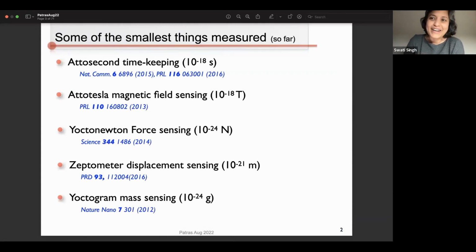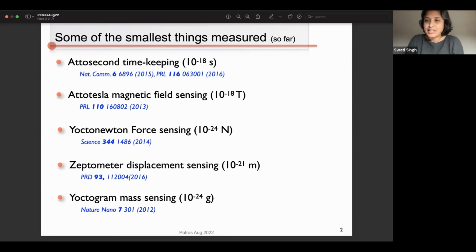Because slides weren't moving. We have been using AMO systems to measure some of the smallest things we can. Using atoms, we can measure time to 10 to the minus 18 seconds, and measure really weak magnetic fields, attotesla magnetic fields, by watching some atoms slosh around in an optical trap. We can measure yoctonewton forces. We can use nanomechanical devices to measure zeptometer displacements or yoctogram masses.